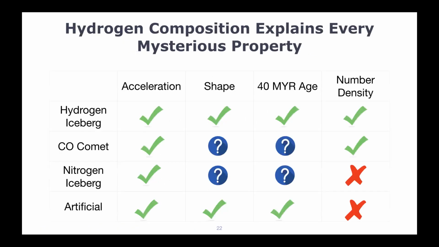So the verdict is certainly not out about Oumuamua, and we're kind of stuck because the object is gone. But if you think about some of the potential hypotheses that have been posited to explain Oumuamua's provenance, the hydrogen iceberg interpretation would explain all of those mysterious properties. So the acceleration and shape, remember, naturally get explained in this interpretation.